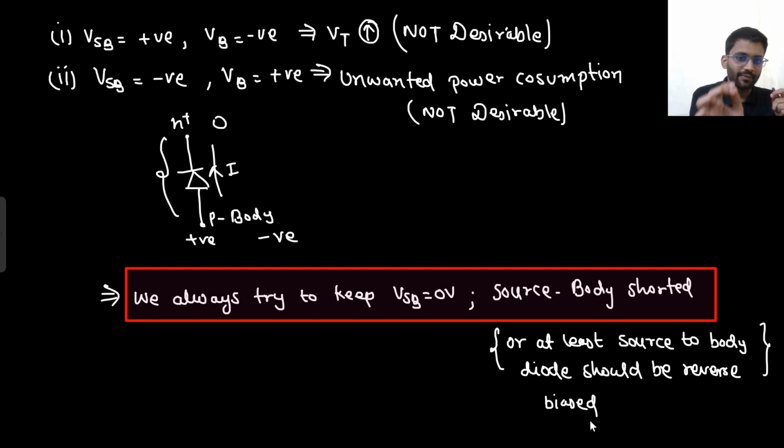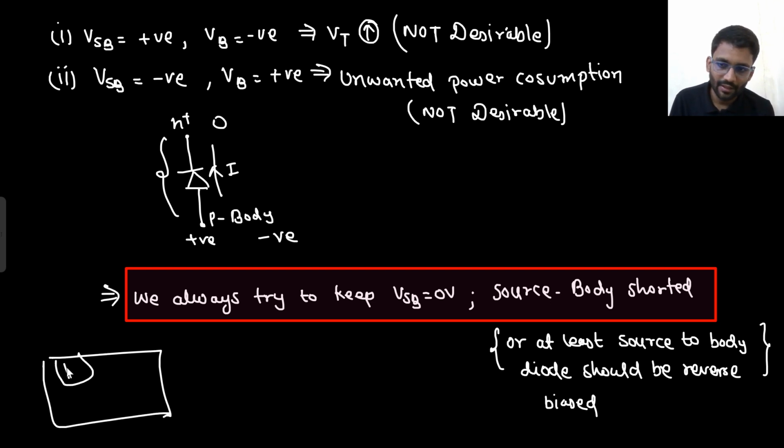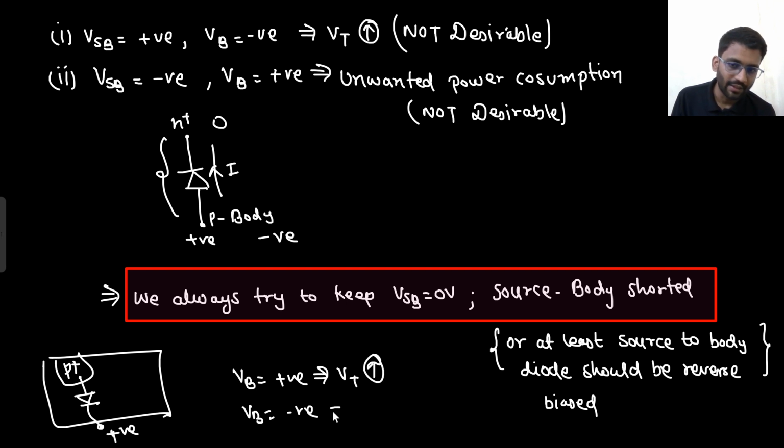First thing is that you would always want source and body shorted, but in case of PMOS, what will happen? Here it will be P positive, so your diode will be something like this. You would want to keep VB to be positive, so that it is more reverse biased, and there will be less power consumption. So in case of PMOS, if VB is positive, then VT will get higher, and if VB is negative, then VT will get lower, right? And best thing you would want is source and body are shorted. If they are not shorted, you will try to keep VB to be positive, so that there is no unwanted power consumption in the diode or in the MOSFET.